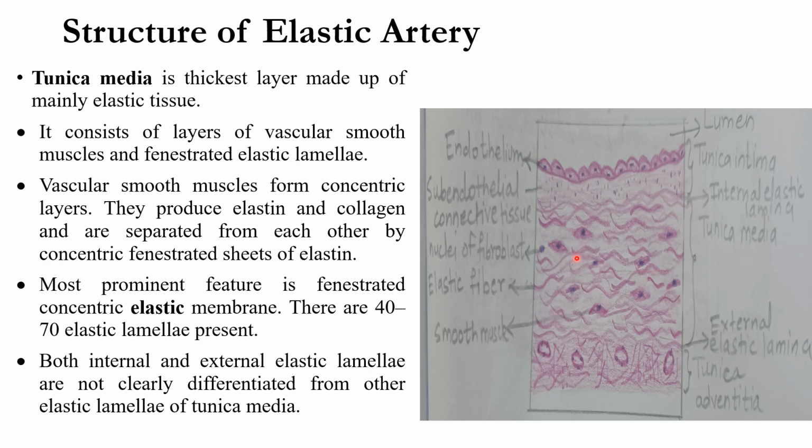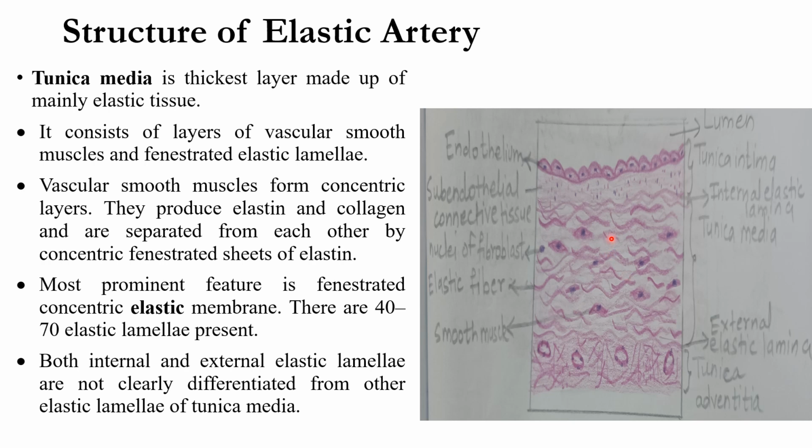In case of aorta, about 40 to 70 such elastic lamellae are present. So these are all elastic fenestrated concentric lamellae, and in between we can see the smooth muscles. So elastic fibers are more than the smooth muscles here. Again, in case of elastic artery, the internal elastic lamella and the external elastic lamella cannot be differentiated from the elastic lamellae of the tunica media. This is the main point where we can differentiate the elastic arteries from the muscular arteries.